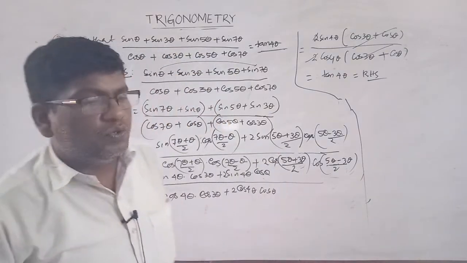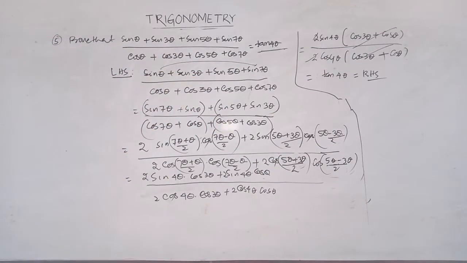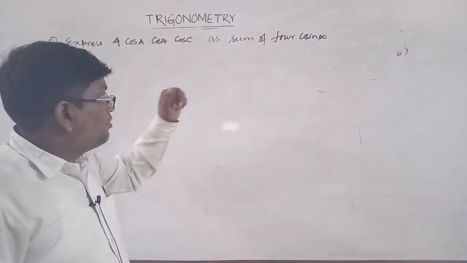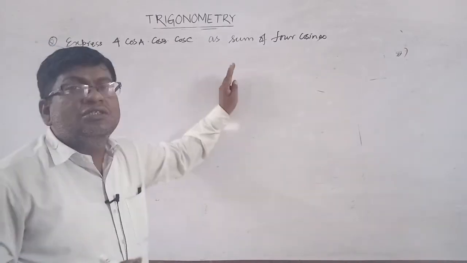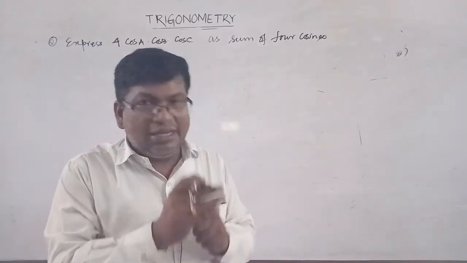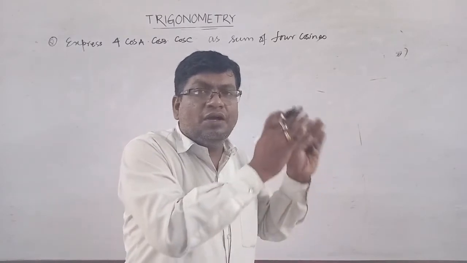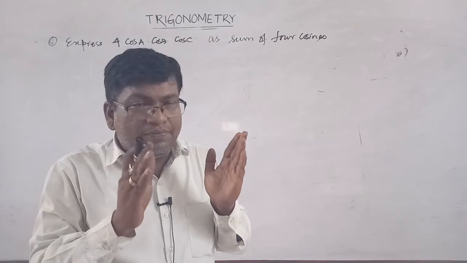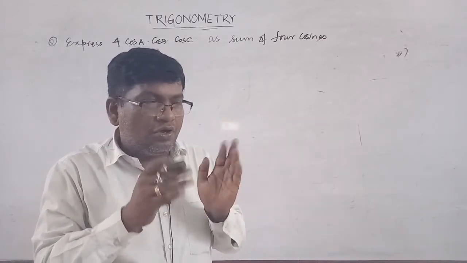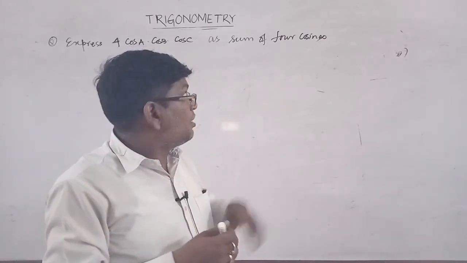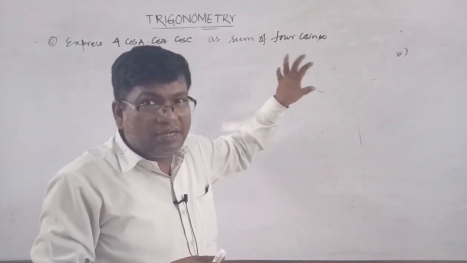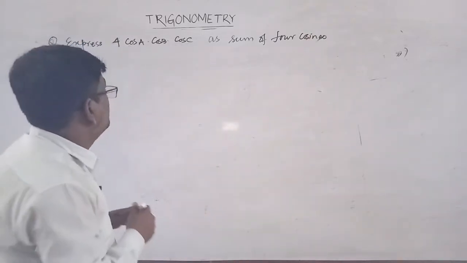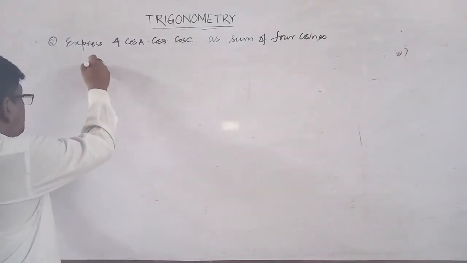Now another question. Express 4 cos A cos B cos C as a sum of 4 cosines. Sum of 4 cosines means what? Cos some angle plus cos some angle plus cos some angle plus cos some angle. That is the sum of 4 cosines. Okay, so that is the solution.